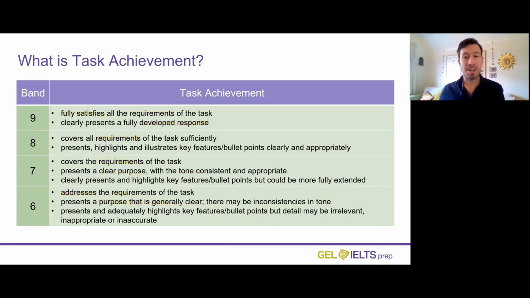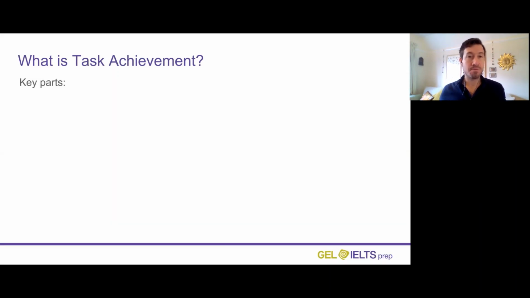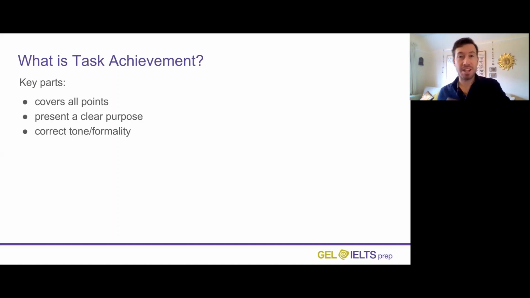So let's just summarize some of those points. So the key parts of task achievement are to cover all the points in the instructions or the requirements. You need to present a clear purpose, i.e. a reason for writing. And you need to have the correct tone, formality for the person you're writing to.